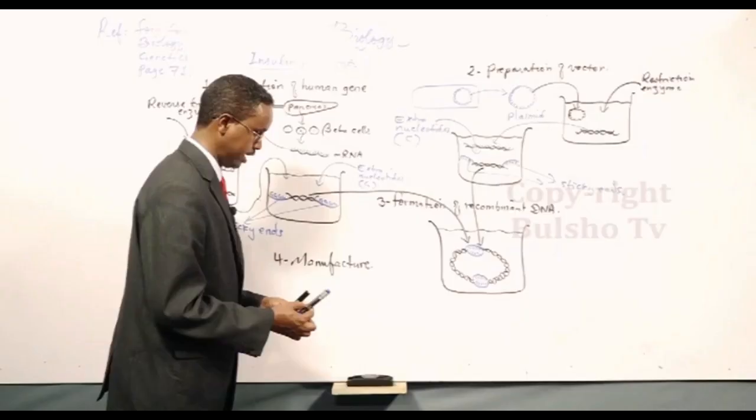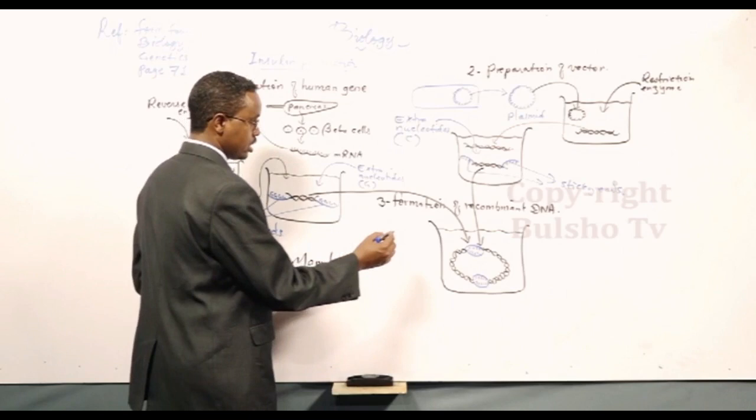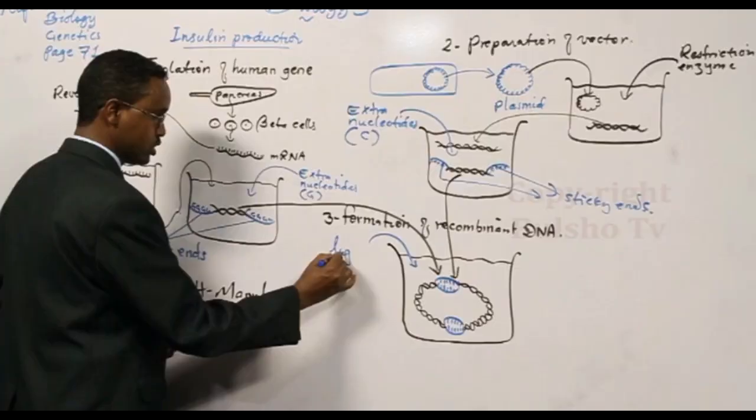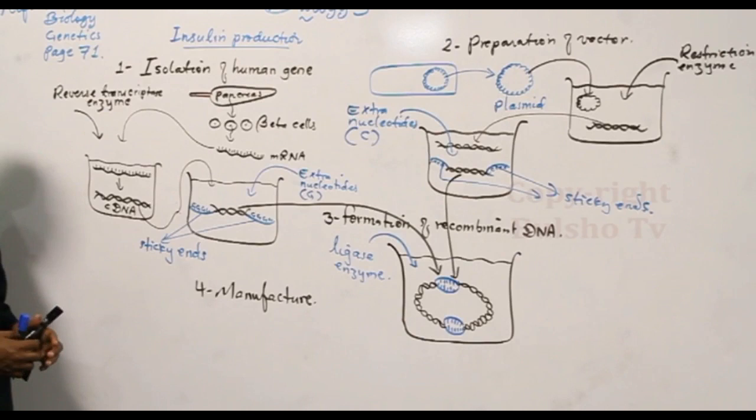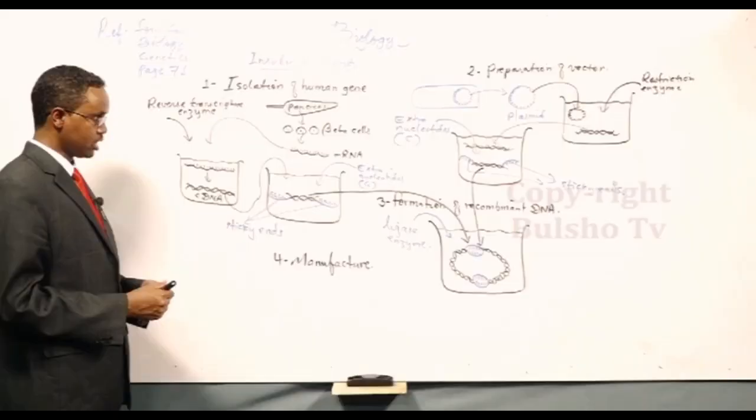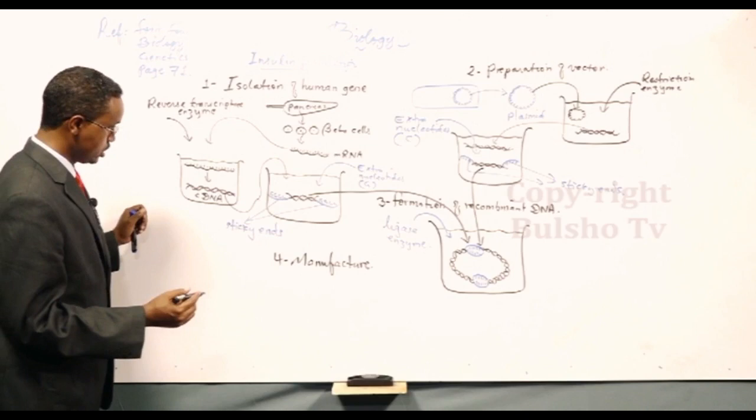We have to add an enzyme that connects these two DNA that is called ligase enzyme. Ligase enzyme. Okay? The third step is now complete because we combined the two DNAs. One is from human being and another one is from bacteria. Then this recombinant DNA is now going to insert into what?